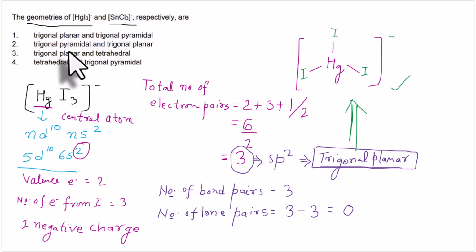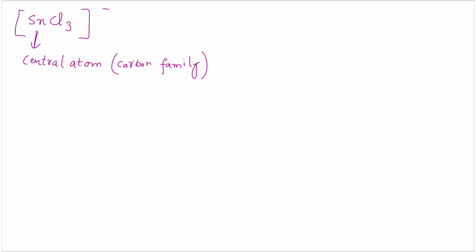So the first part of the answer should be option 1 or 3: trigonal planar. Now coming to the second part of the question, that is SnCl3 minus. What is the central atom? Obviously tin is the central atom and it belongs to the carbon family. So what should be the valence electronic configuration? Carbon family means it should have ns2 np2, so 2 plus 2, 4 electrons in the valence shell.